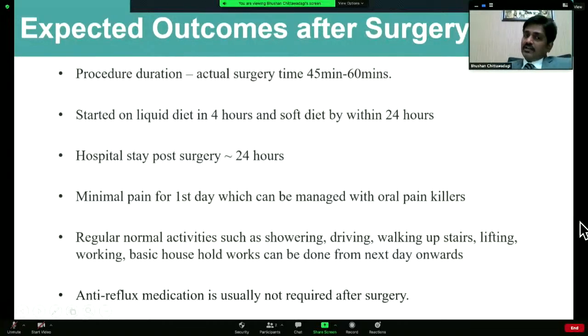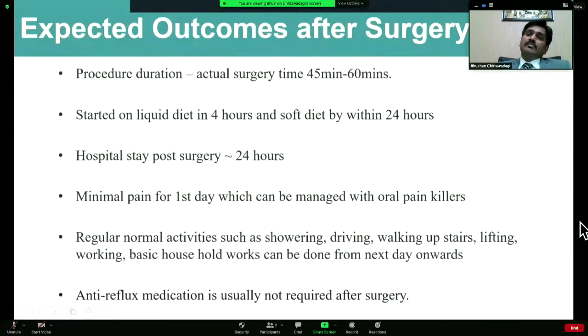However, fundoplication is only suggested for well-selected, well-worked-up cases, and in such patients the satisfaction rate is up to 99.5%. So the quality of life and the satisfaction with the surgery is going to be great for the patients. Now, what is expected? This is one disease where I expect my patients to be equally contributing to their treatment.